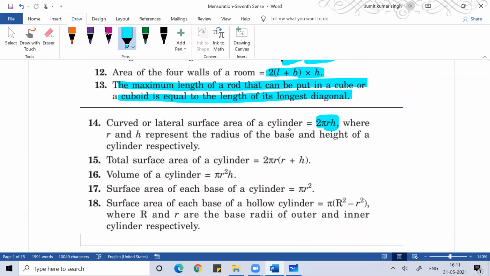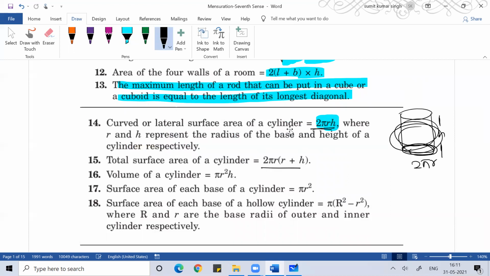When we say cylinder, its curved surface area: you know this value 2 pi r is the circumference of a circle, and then you multiply with h. With that you will get the lateral surface area. So the curved surface area of a cylinder is 2 pi r h.